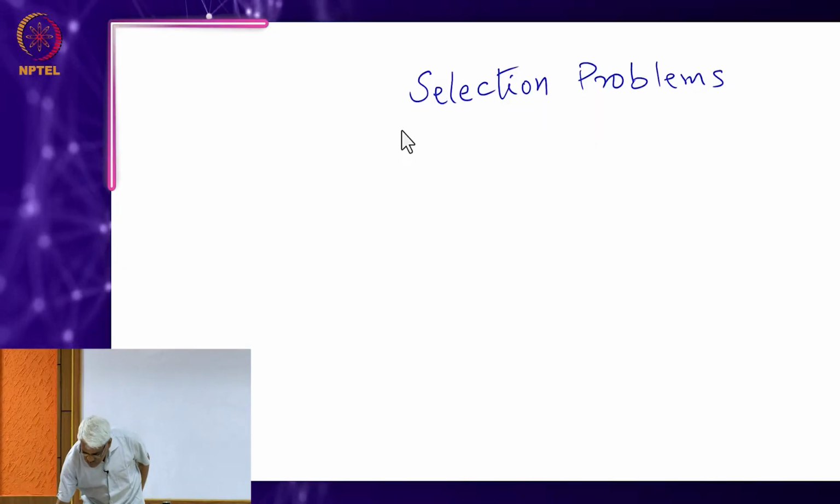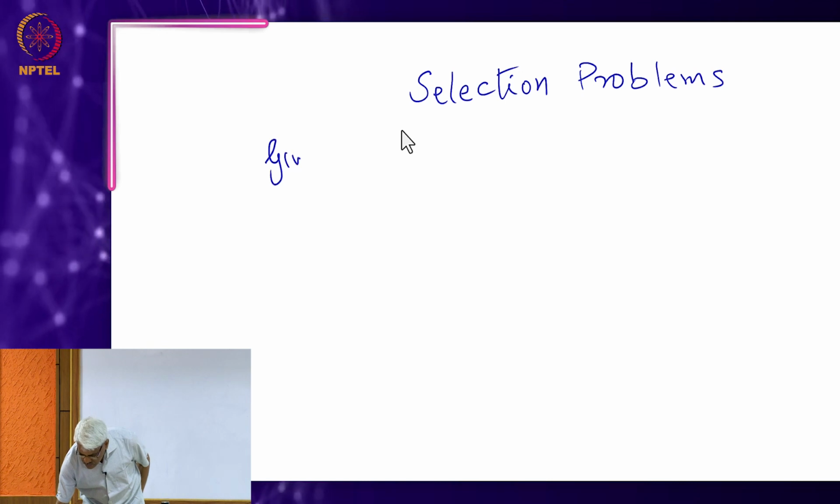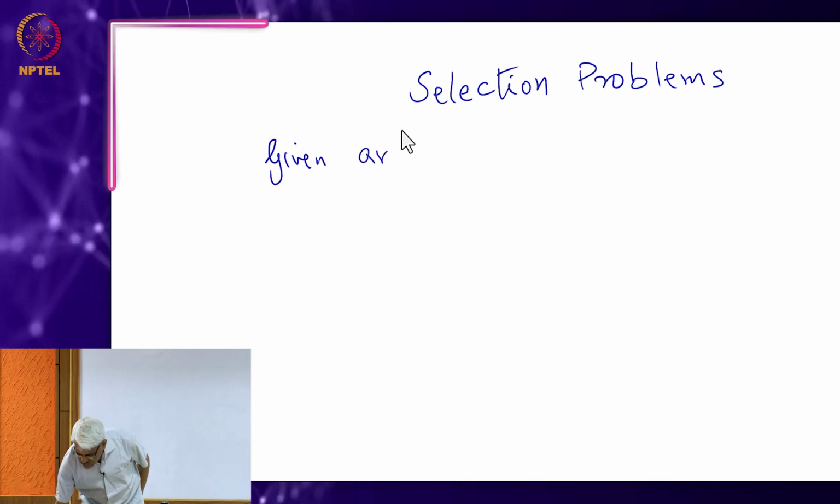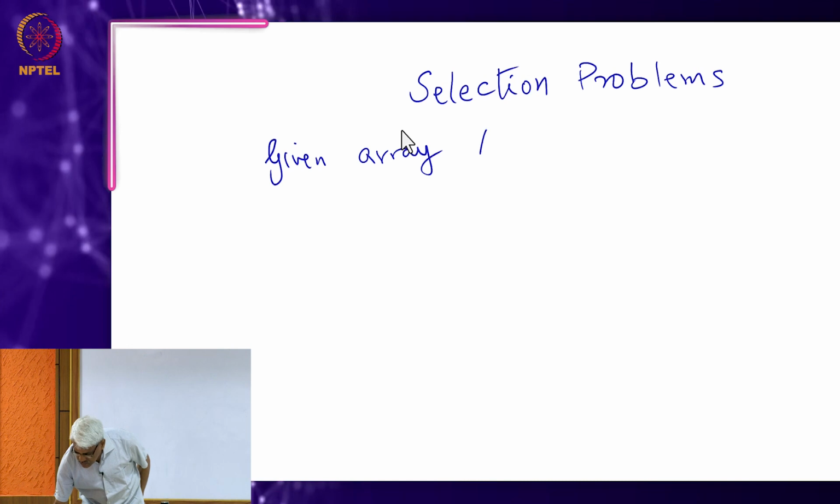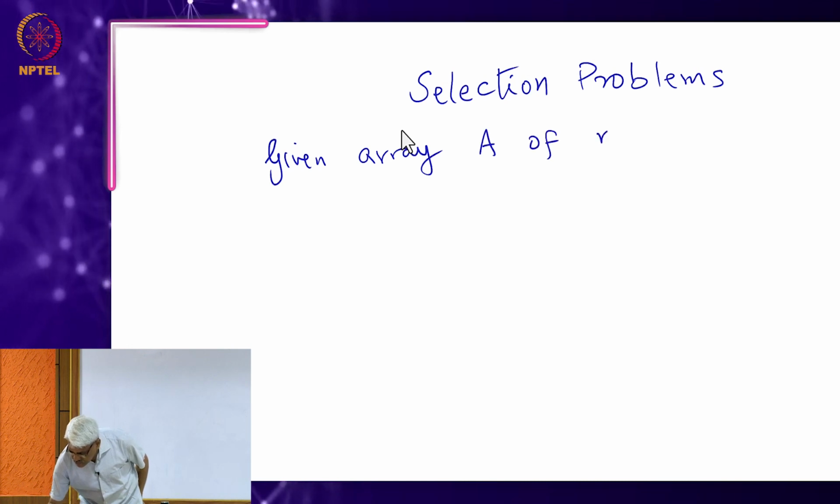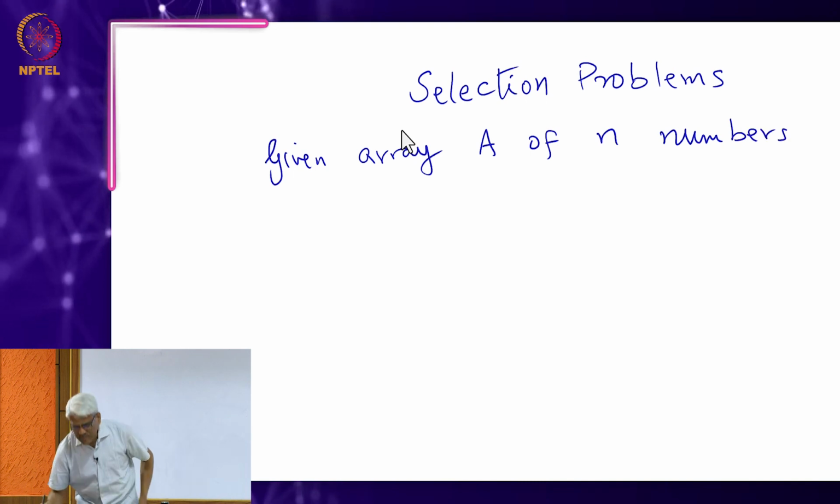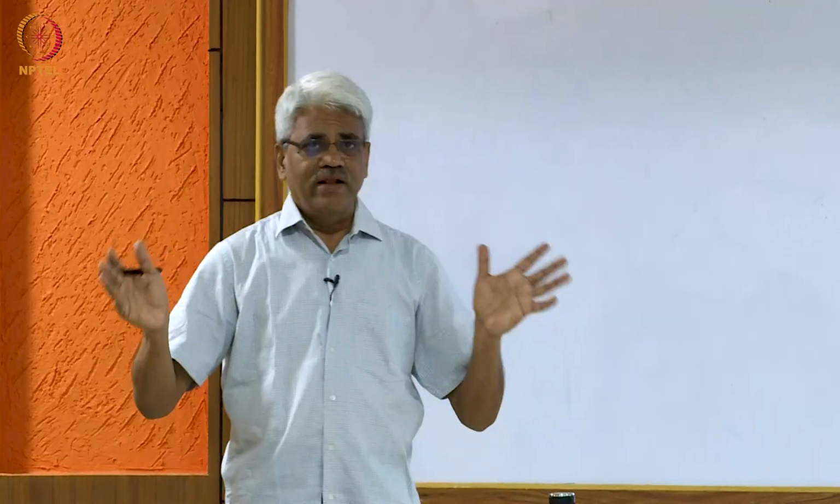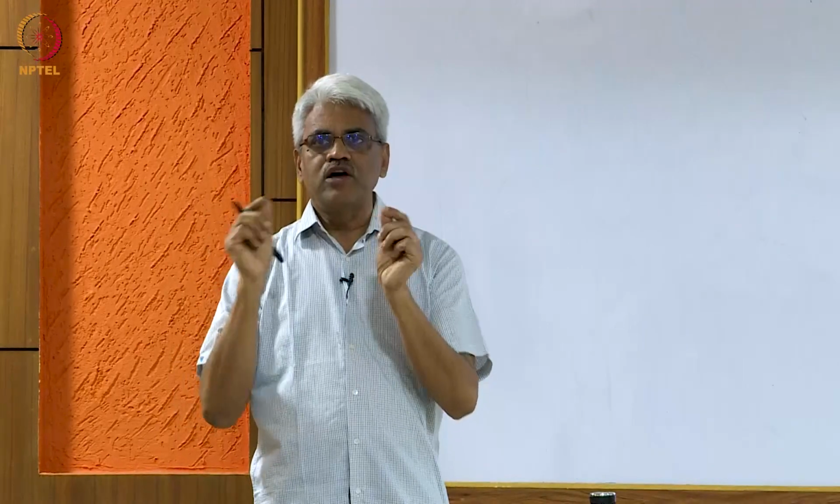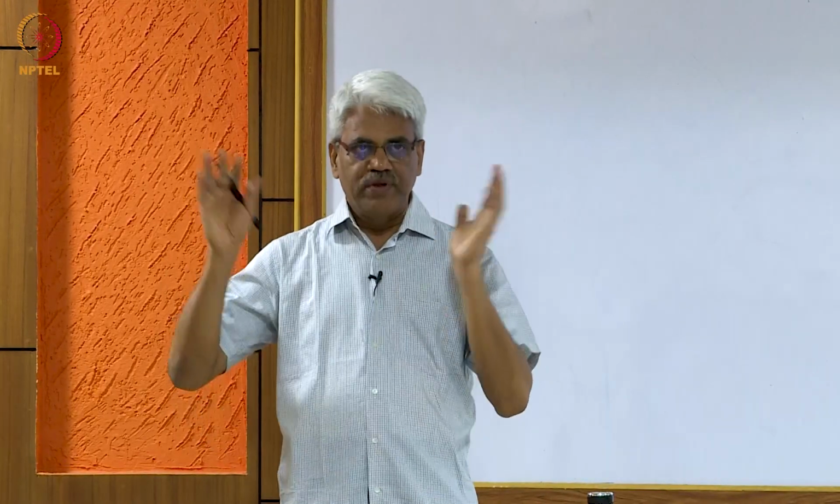So let's say it's given in some array, capital A. I keep saying numbers, but it could be a set of some n elements where there is some notion of an order between any pair of elements.